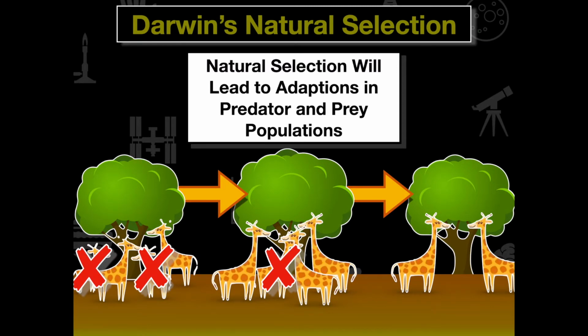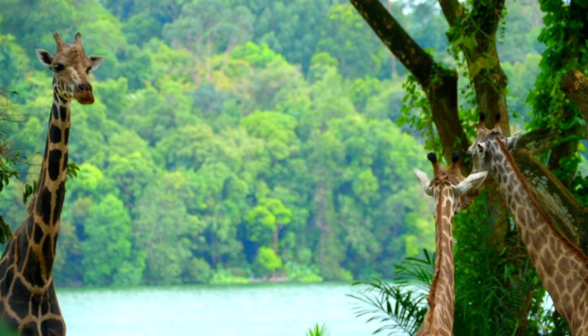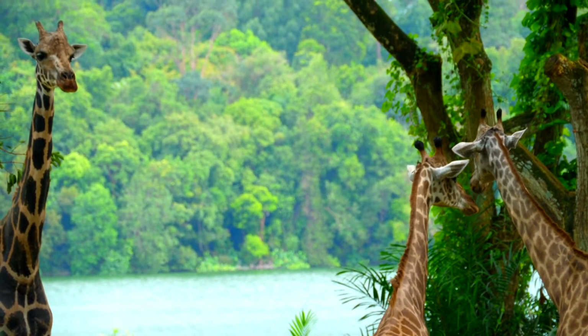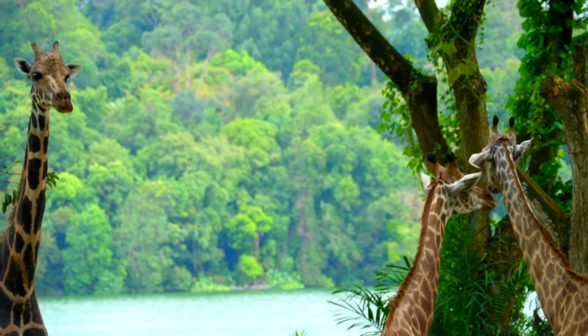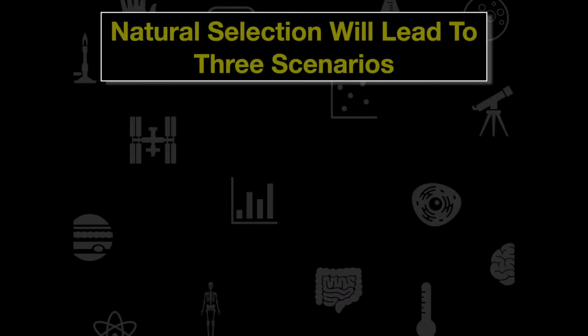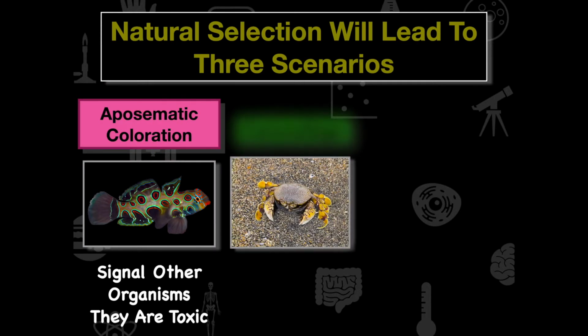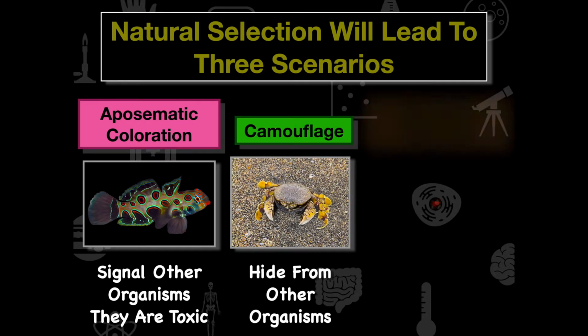Now, natural selection is going to lead to the adaptations that predator and prey populations go through and see. And we reviewed this with our giraffe necks. As the giraffe necks got larger over time, this is due to natural selection. The giraffes with the tallest necks were the most fit for survival. And natural selection when we're talking about prey will lead to three specific scenarios.